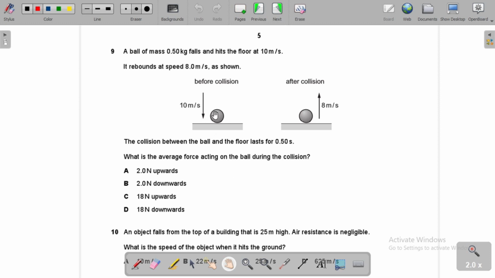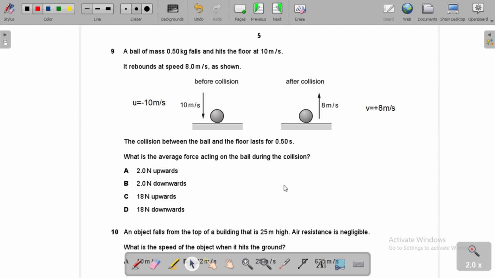Now, if you look at this, the first thing we need to do is to represent upward and downward velocity with signs. Let's call the downward velocity negative. It's just for us to know the direction. You can change it either way. So the initial velocity, the velocity before collision, u, is equal to minus 10 meters per second. And v, the final velocity, equals plus 8 meters per second.